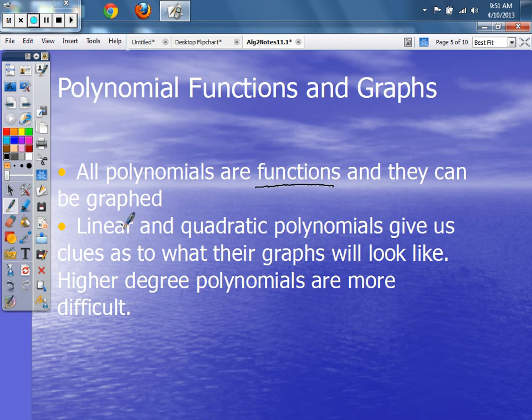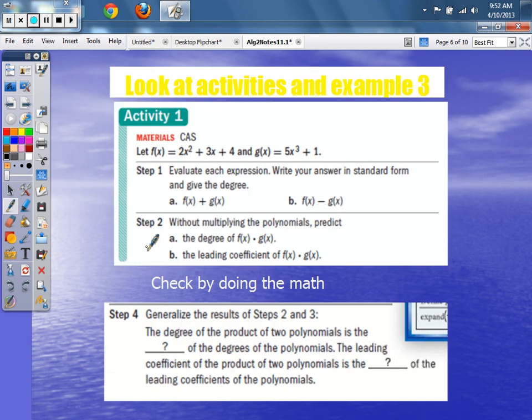If it's linear, it's going to be a line. If it's quadratic, it's going to be a parabola. You will start to learn tricks about what the graphs will look like just by looking at their equation as you progress through your math classes. Okay, we are going to talk about some things we can do with polynomials. You can add them and subtract them and multiply them. These are things we've done before.